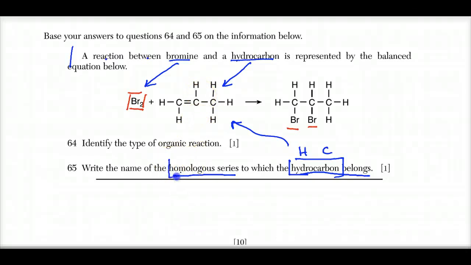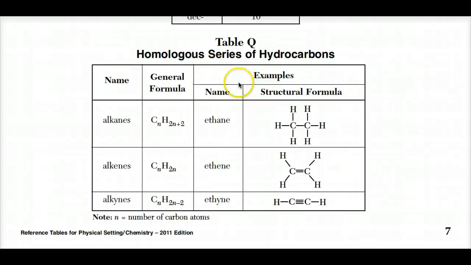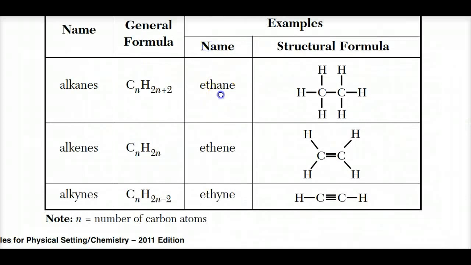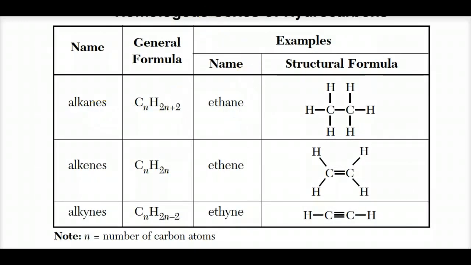Now, homologous series is how the carbon bonds to itself. We have three basic series: alkanes, alkenes, and alkynes, and it's based upon the bonds between the carbons. Let's go to Table Q that outlines these three different families of hydrocarbons. So here's Table Q, and look at the three different homologous series. It even says it right there. And what do we have? Alkanes have the single bonds between the carbons, alkenes have the double, and alkynes have the triple.